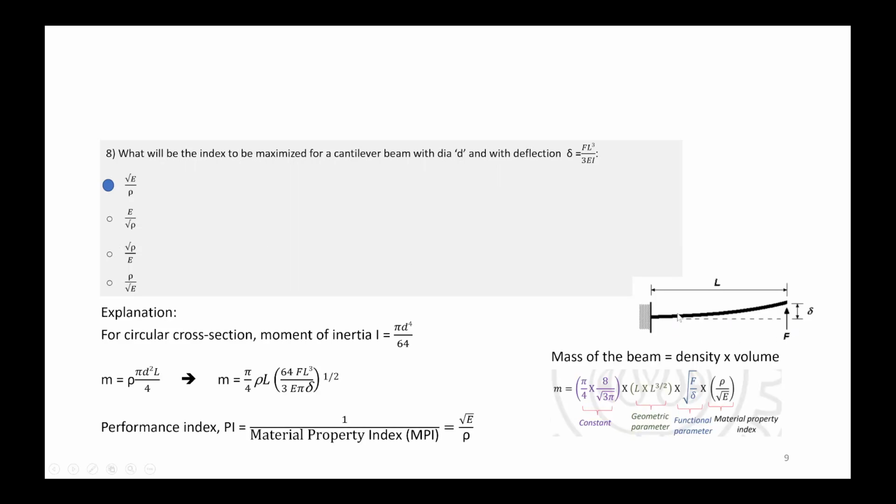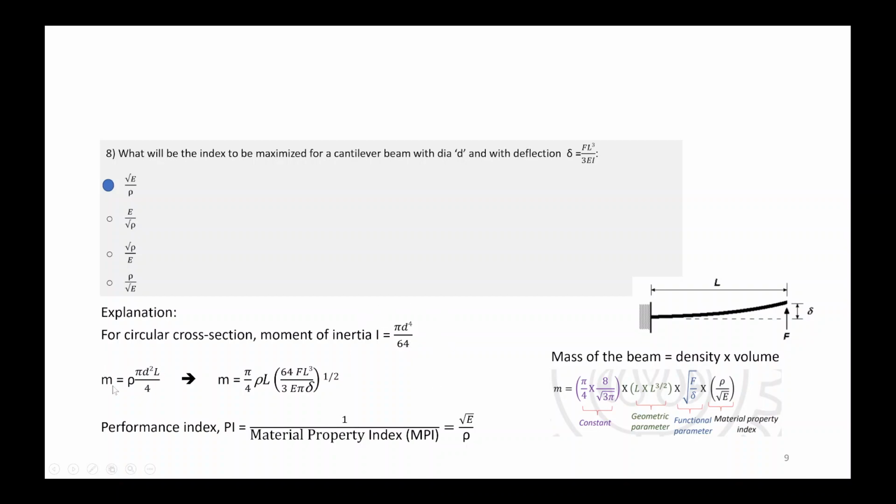Now this is your cantilever beam. Now we are applying certain force, and this is the deflection that is there, and this is the length of the cantilever beam. Now it is of circular cross section, so moment of inertia will be pi d to the power 4 upon 64.